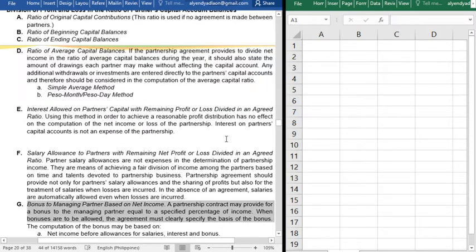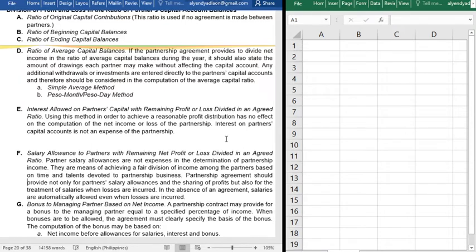Now, the bonus to managing partner based on net income. A partnership contract may provide for a bonus to the managing partner equal to a specified percentage of income. When bonuses are to be allowed, the agreement must clearly specify the basis of the bonus. So the bonus is given to the managing partner. Now class, unlike the interest and salary, whenever there is a loss, there shall also be no bonus. No matter how you solve the bonus, when there is a loss, you cannot compute any bonus.